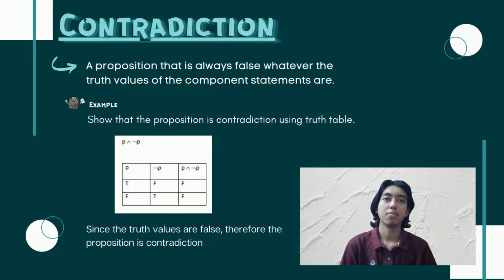The second column is not P. Then the truth values are false and true. And the third column is for P and not P. The truth values are false and false. Since the truth values are all false, therefore the proposition is a contradiction.